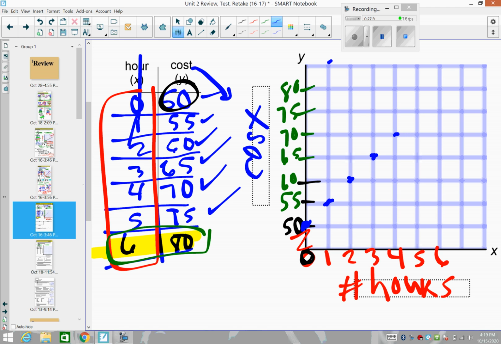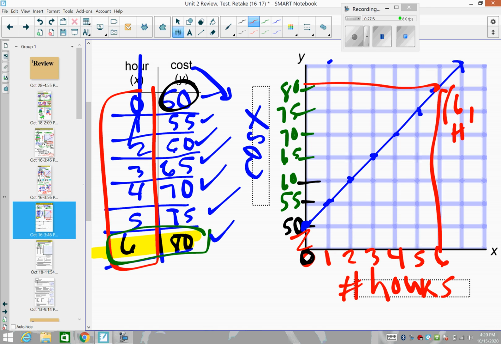5, 75. And 6, 80. There's my line. That's the linear graph. It is true that $80 would be the cost for 6 hours of locker rental. So $80 for 6 hours of locker rental. That does confirm that it's the same answer.